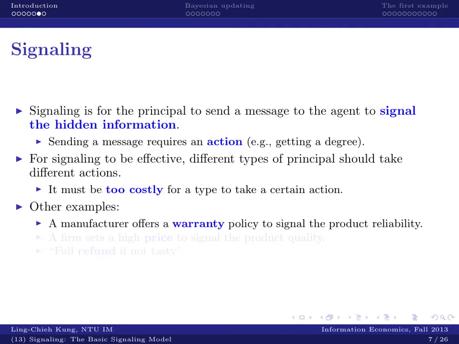Something like that. There are definitely other examples. For example, my favorite example here is that a manufacturer offers warranty not just because the manufacturer wants to protect and attract consumers, but also because a manufacturer wants to signal the product reliability. I offer a very long warranty because I am trying to convince you that my product will not break down. A firm may set a high price to signal the product quality.